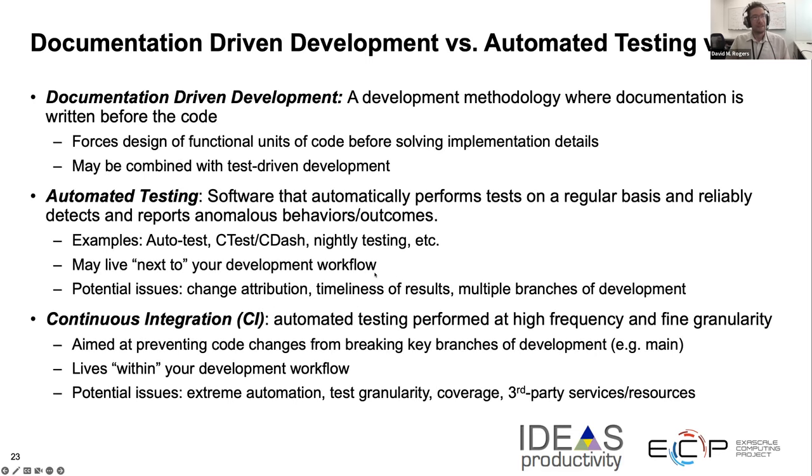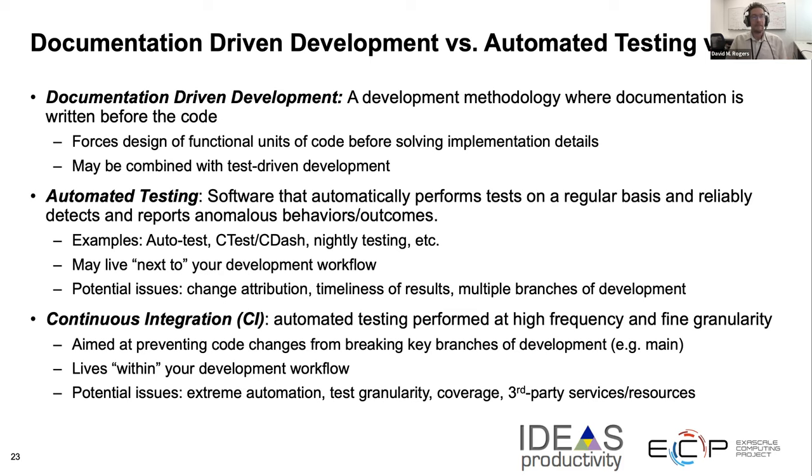I also want to talk about documentation and test-driven development versus automated testing versus CI. These three are similar terms, but they all mean slightly different things. I prefer documentation-driven development to test-driven development because it's the one that I use. It's a method where the documentation is written before the code so that you can design the functional units of code and the things that your code's going to do and explain them to a user before you implement them. And that way you don't spend time solving implementation details that aren't eventually going to become relevant. It can be combined with test-driven development, which is where you write your tests before you publish the code.